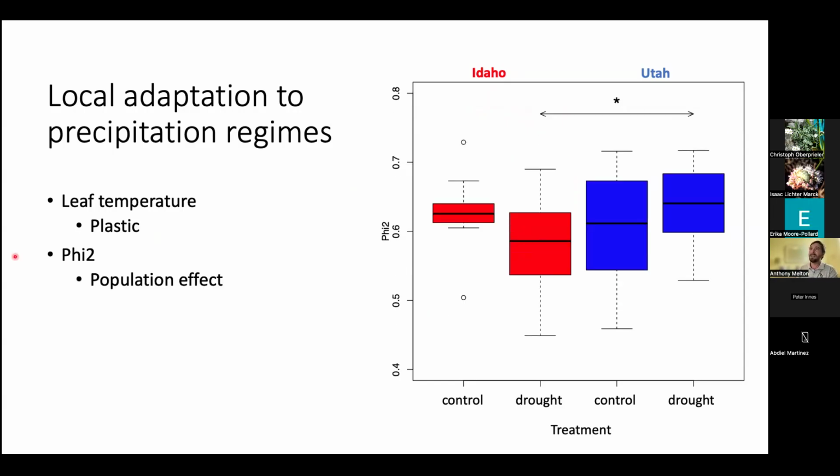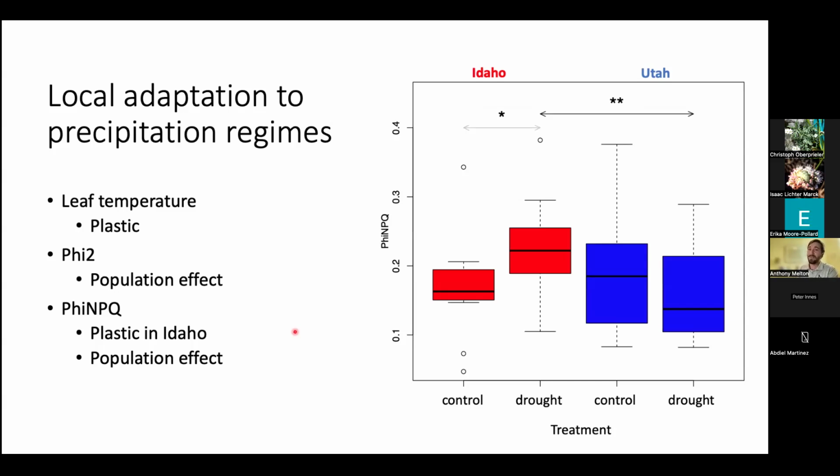And next up, we see a statistically significant population effect within our drought treatment. So we have our red Idaho seedlings here, drought treatment, and drought treatment here. In this case, we see that the seedlings from Utah are maintaining a much higher Phi2 value, which is the efficiency of photosynthesis. So how much of the light that's hitting the leaves is able to get used to perform photosynthesis. And so under drought stress, the Utah seedlings are able to maintain much higher rates of photosynthesis than the Idaho seedlings.